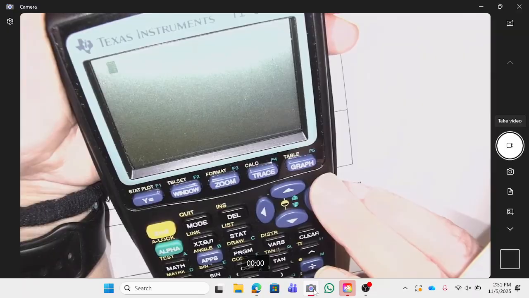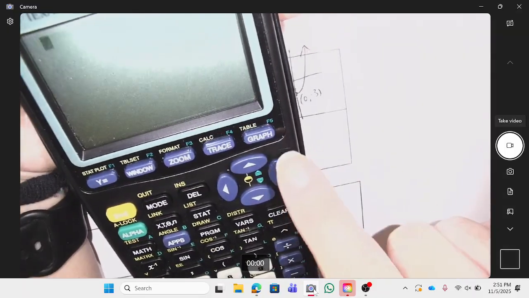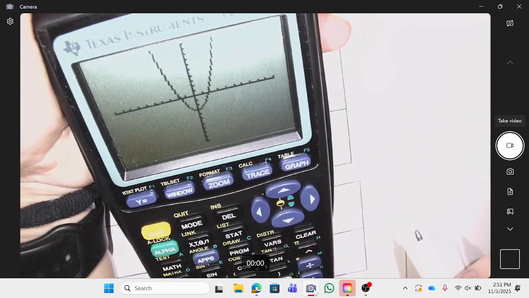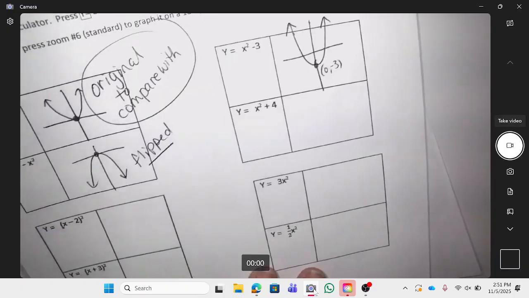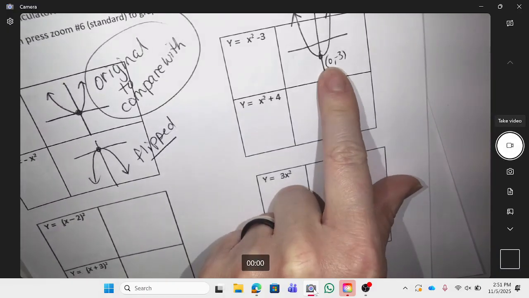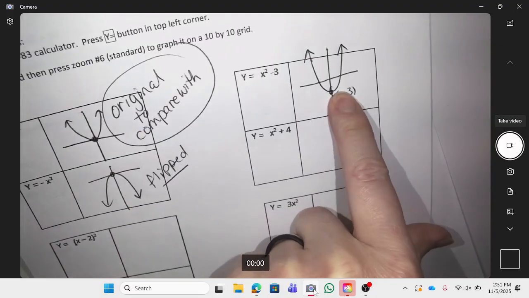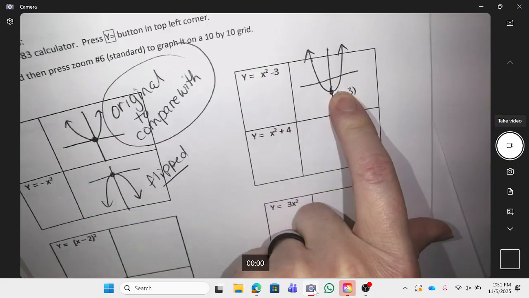And if I want to go back to see my picture, what do I do? Graph it. And then I can get back to that too. Okay, so let's talk about this. What happened? Here's my original. Now it looks like this. So give me some words on what happened to it.